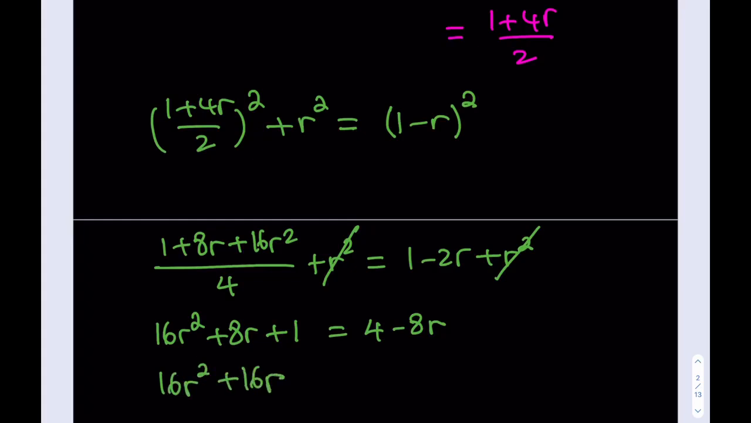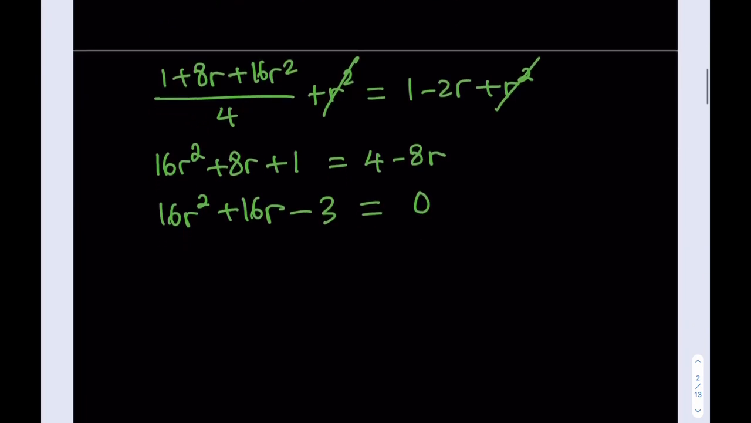And then subtract 4, 1 minus 4 is equal to negative 3. Awesome. Now we got a nice-ish quadratic equation. Let's go ahead and solve it. This is not factorable because it doesn't have rational solutions. How do I know that?